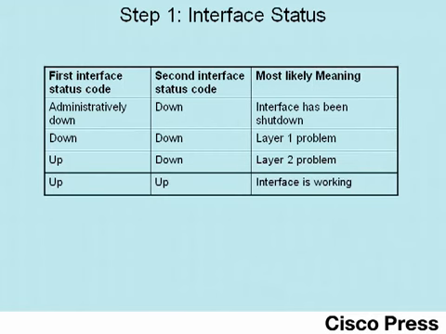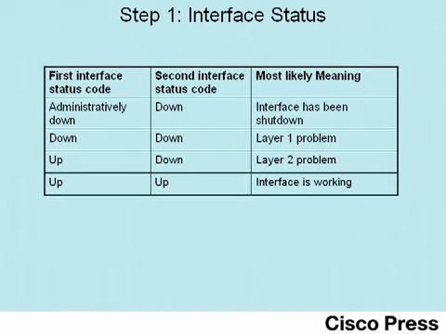So, as you can see from the table, the first status code relates mostly to layer 1 issues, and the second status code relates mostly to layer 2 issues. Because of that, it doesn't make sense to see a status code of down and up, meaning layer 1 is down but layer 2 is up, because layer 2 can't do anything until the underlying layer 1 facility can pass bits.